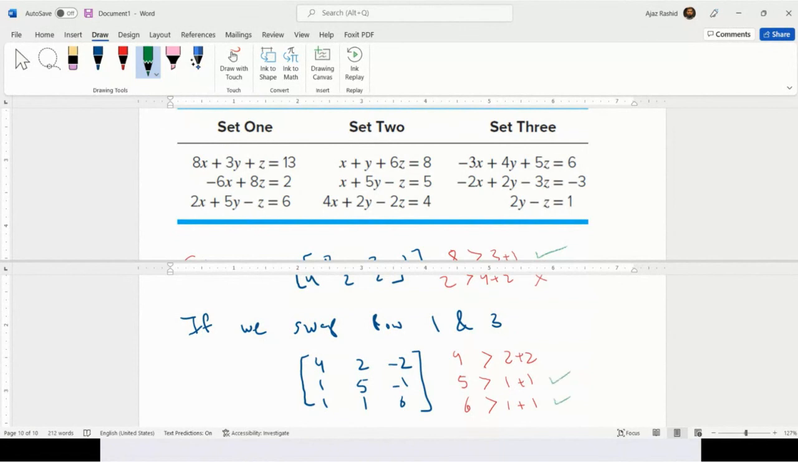Satisfied, satisfied. It's not greater, it's just equal. So there are chances that it might still converge, because okay, we don't have it greater than, but it is still equal.